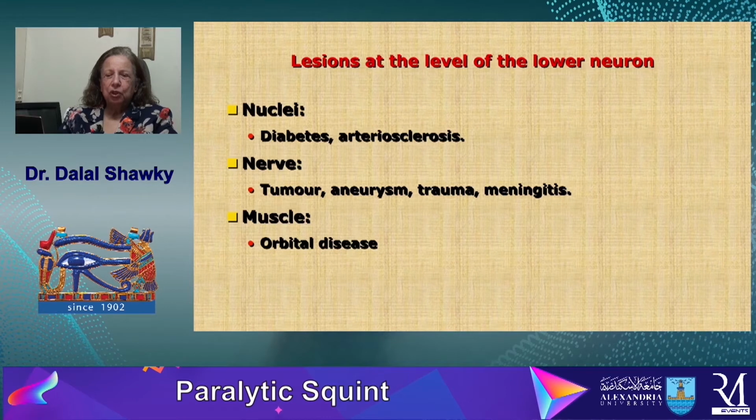The 3rd and 4th nuclei are in the midbrain, at the level of the superior colliculus for the oculomotor, at the level of the inferior colliculus for the trochlear nerve, and then the 6th is in the pons. Okay? So a lesion in this area affecting the nuclei can cause the paralytic squint, either diabetes, tumors, arteriosclerosis. In the nerve itself, 3rd, 4th or 6th, causes are tumors, aneurysm, trauma, meningitis, something inflammatory or traumatic or tumor type. In the muscle itself, as something in the orbit.